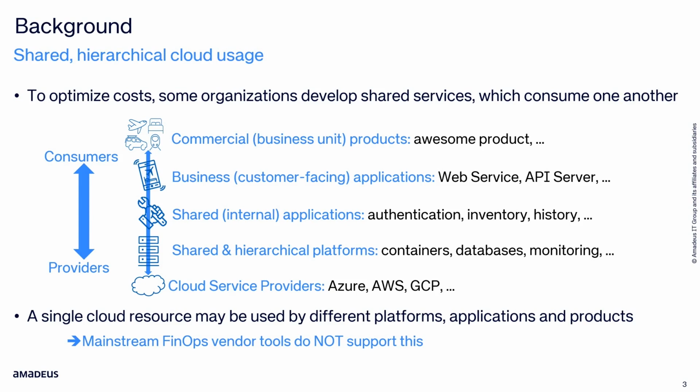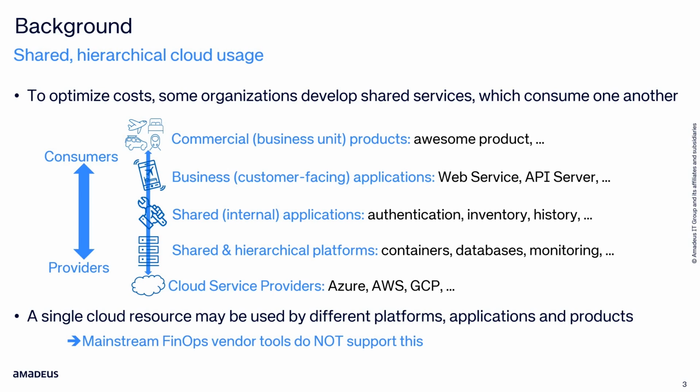Some large organizations use a community model to optimize their costs. Shared services are developed and run in the cloud. A shared platform service can be, for example, a container platform like an OpenShift cluster. This means such an OpenShift cluster hosts multiple services, which can be either other platform services like a monitoring service or application services like a web service.